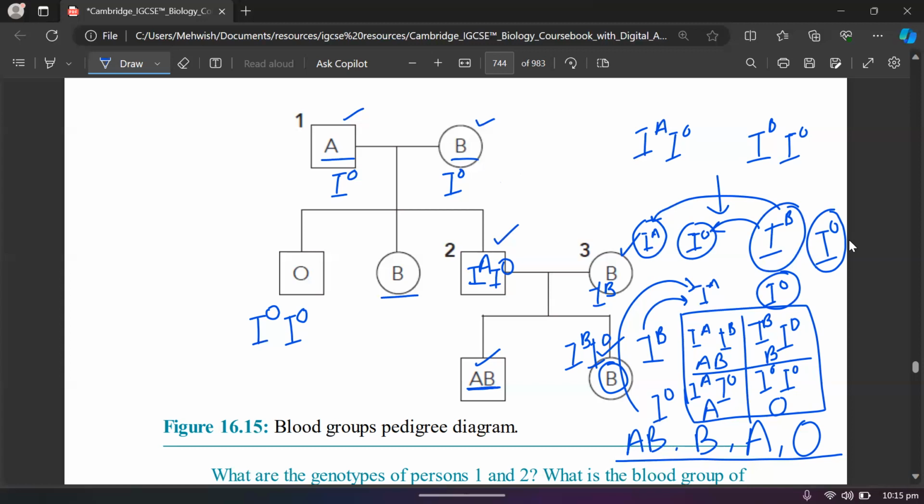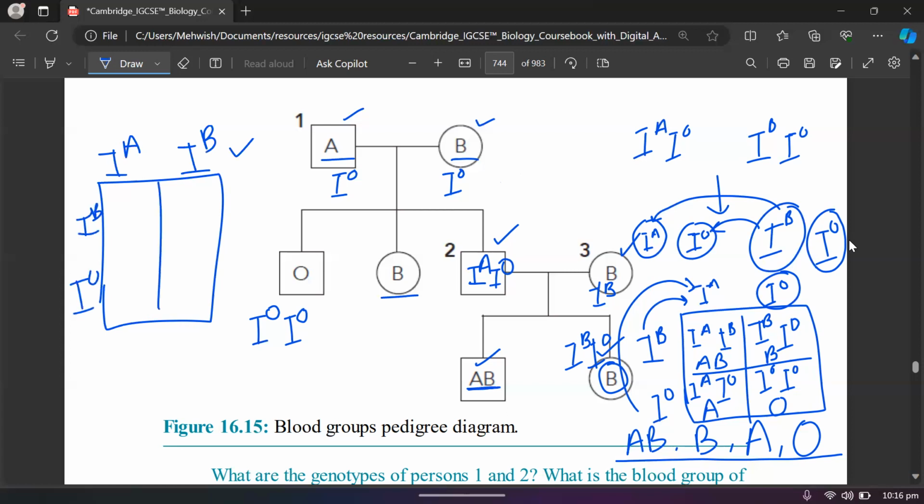How do we know that it's IAIO and not IAIB for person two? Yes, it could be IA and IB as well. Let's have a look. Let's do that Punnett square. I am saying that the individual would have the genotype IA and IO because both possibilities are there. You're also right that IA and IB could also be. So if person 2 has this genotype and person 3 has IB and IO.